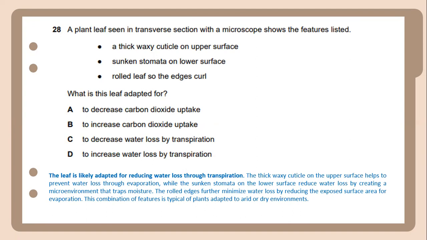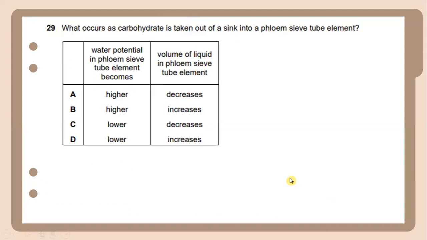The thickly waxy cuticle on the upper surface helps to prevent water loss through evaporation, while the sunken stomata on the lower surface reduce water loss by creating a microenvironment that traps moisture. The rolled edges further minimize water loss by reducing the exposed surface area for evaporation. And this combination of features is typical of plants adapted to arid or dry environments. So the answer is to decrease water loss by transpiration.